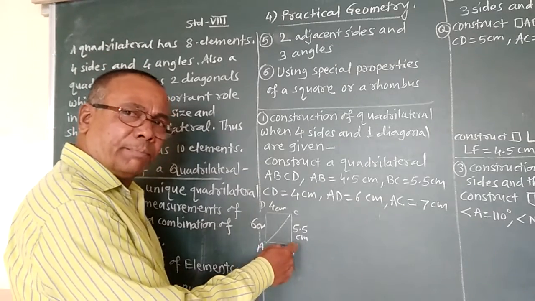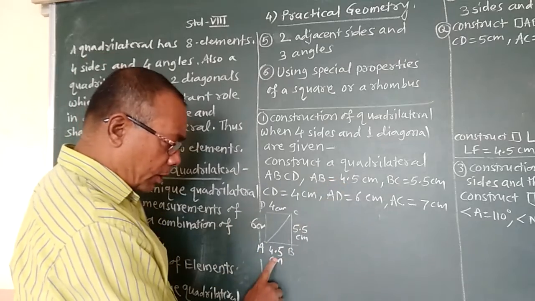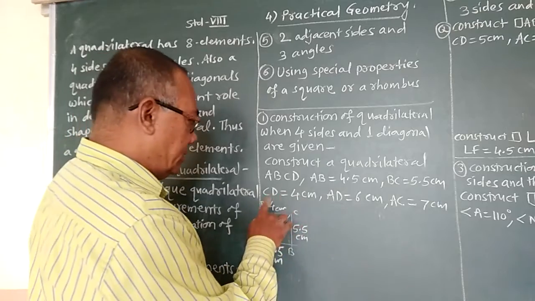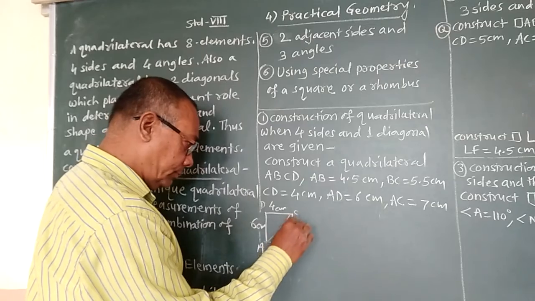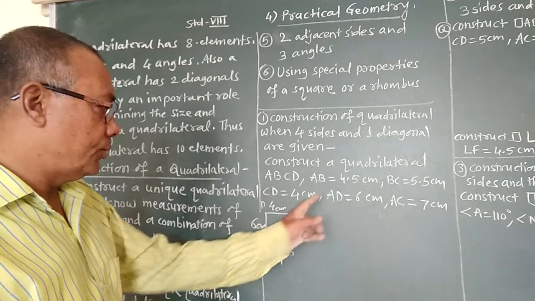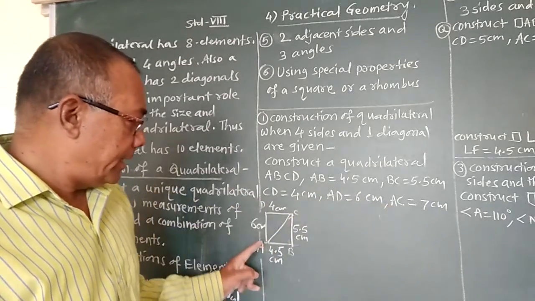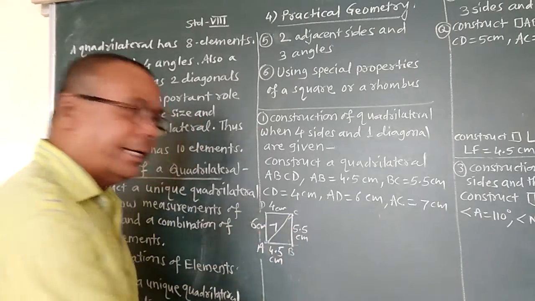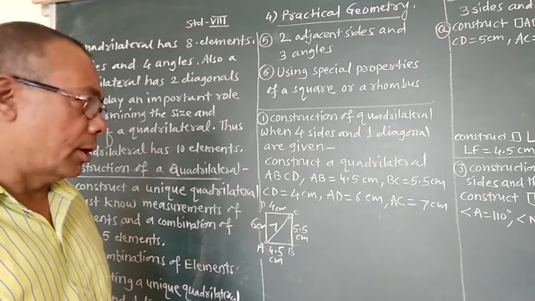Here I have drawn simply a quadrilateral ABCD in which AB is 4.5, then BC is 5.5, then CD is 4 centimeter, then AD is equal to 6 centimeter, this is AD, and AC is the diagonal which is 7 centimeter, and now we have to construct our quadrilateral.